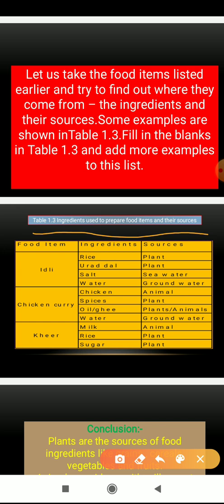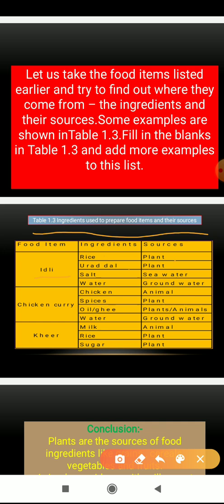The first food item written here is idli. Which ingredients are used? Rice. What is the source of rice? Plant. So we know that we get rice from plants. Next ingredient is urad dal. Dal means pulses, which we also get from plants. So plant is the source of urad dal.